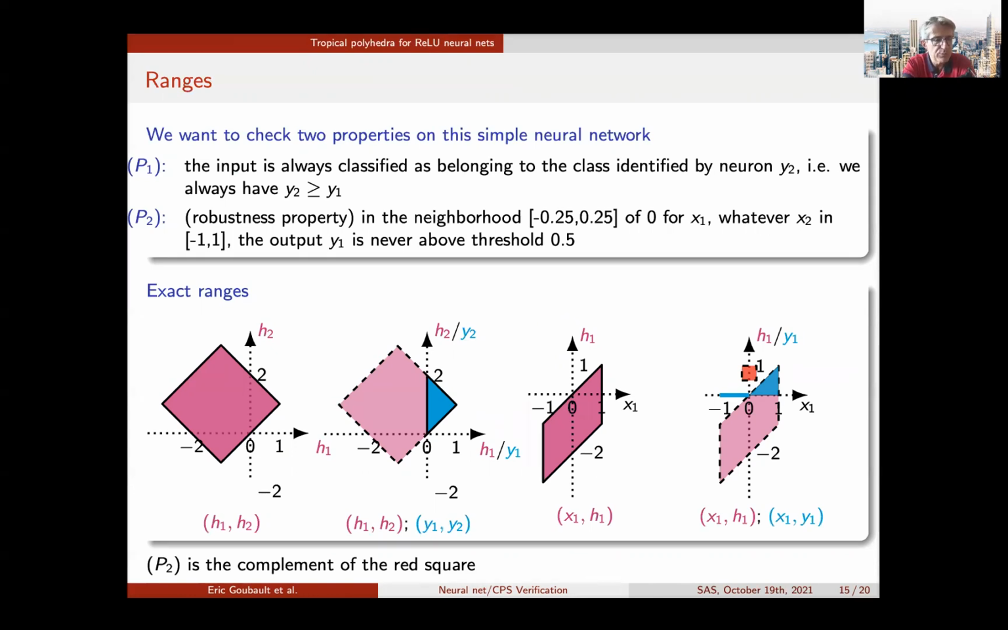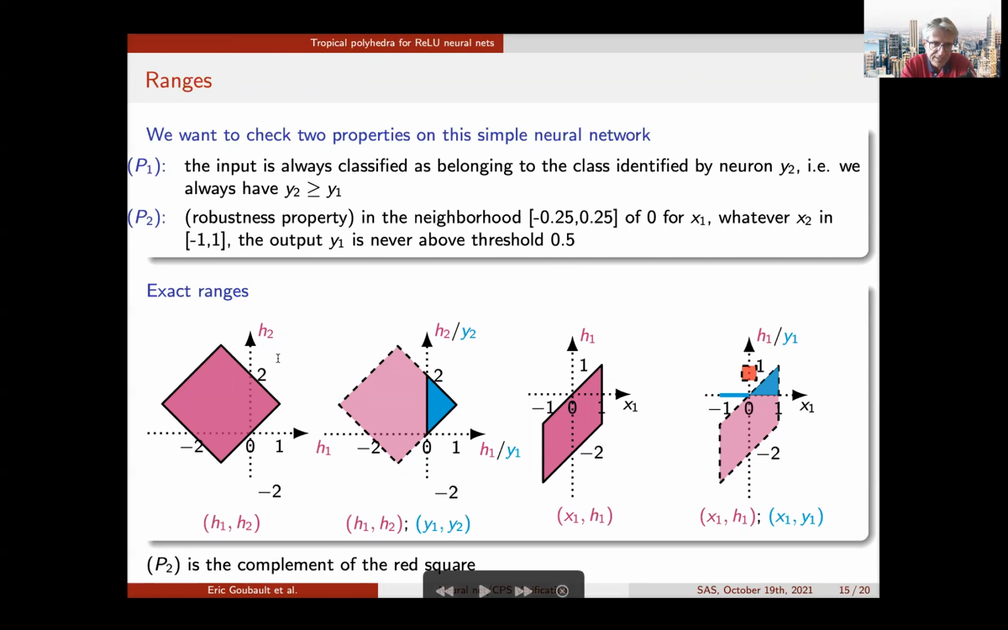inputs. And P2 is going to be a robustness property. That is, whatever the input X2 is going to be within -1 and 1, if X1 is small enough, then the output Y1 will never be very big, so will never be above 0.5. So if you look at the exact ranges, P1 and P2 are going to be correct.